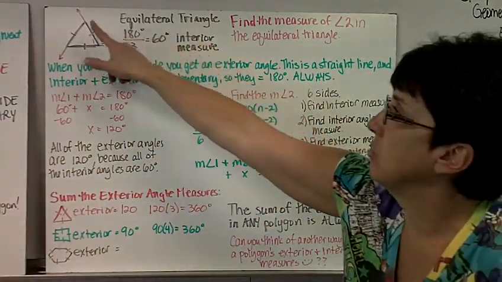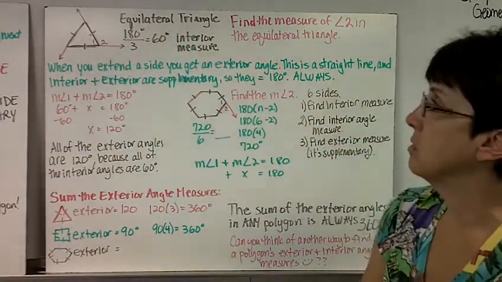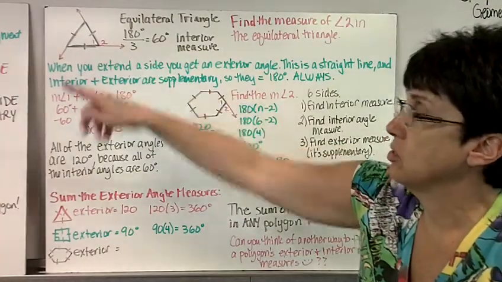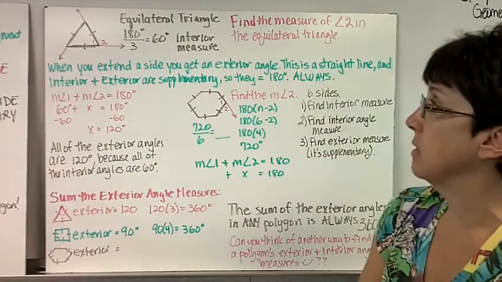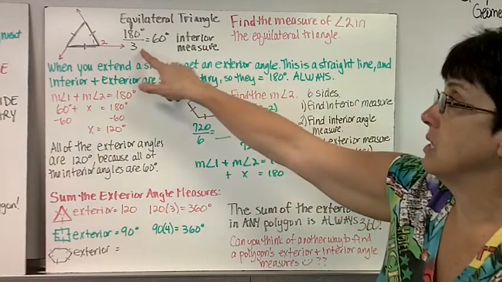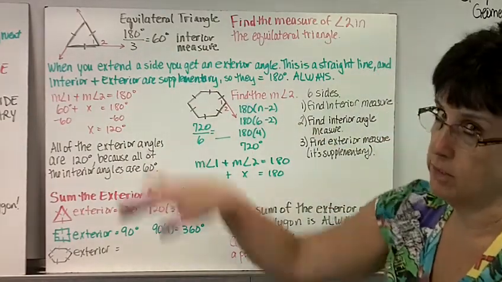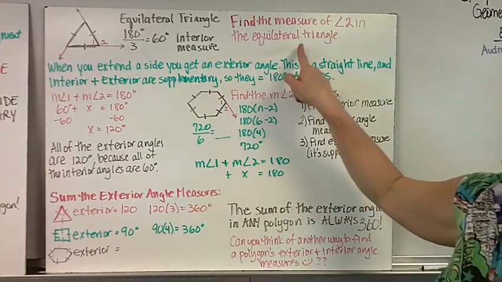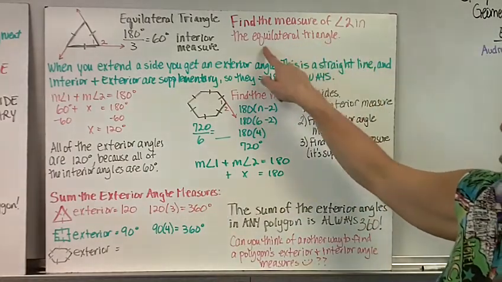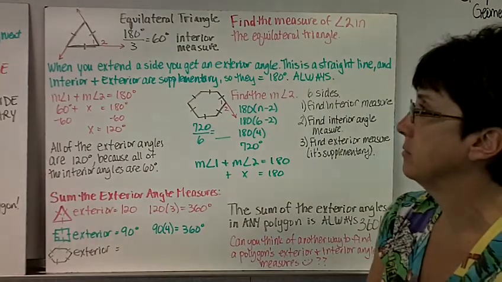So here's an equilateral triangle. You can tell because of the tick marks. And I've drawn lines. I've extended the sides and made lines. And you know that the interior measure of an equilateral triangle is 60 degrees, because we talked about that a minute ago. And so we want to find the measure of angle 2 in this equilateral triangle.